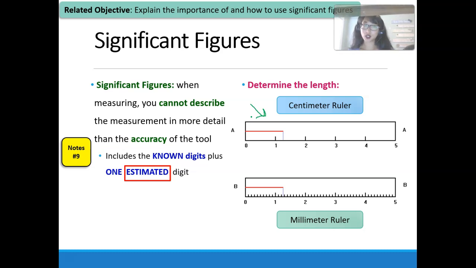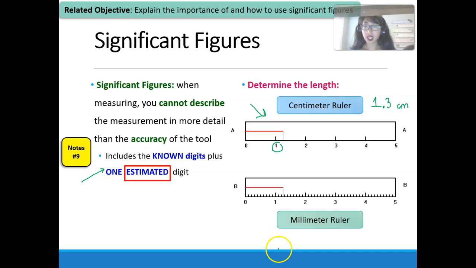When we measure things with the tool, we can include the known digits, meaning the amounts we absolutely know based on the tool, as well as we can estimate 1 extra digit. So significant figures always includes the known digits and 1 estimated digit. For example, if you take a look at this centimeter ruler, the known digit we know right now is 1. And I can add a little bit more because I can estimate 1 digit, so this would be maybe 3. I would estimate this as 1.3 centimeters.